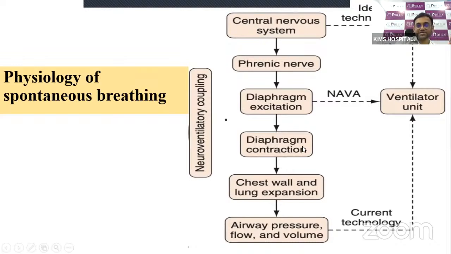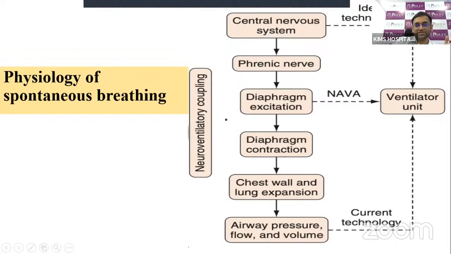That leads to an increase in the chest wall space and negative pressure. Because of the negative pressure, there will be movement of air from the outside to the lungs. So there will be a certain flow and a certain volume of air delivered to the lungs.